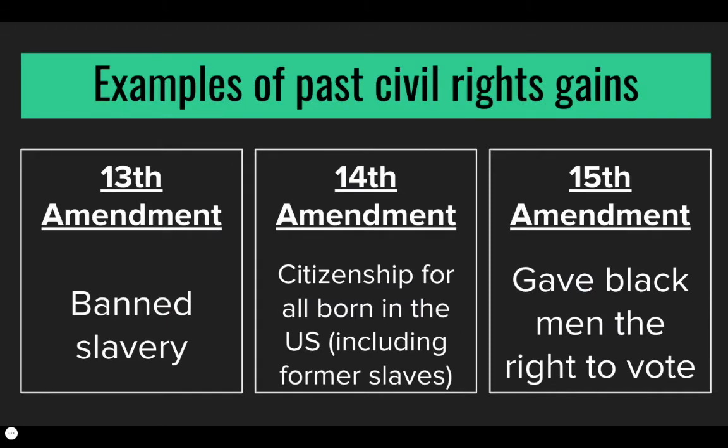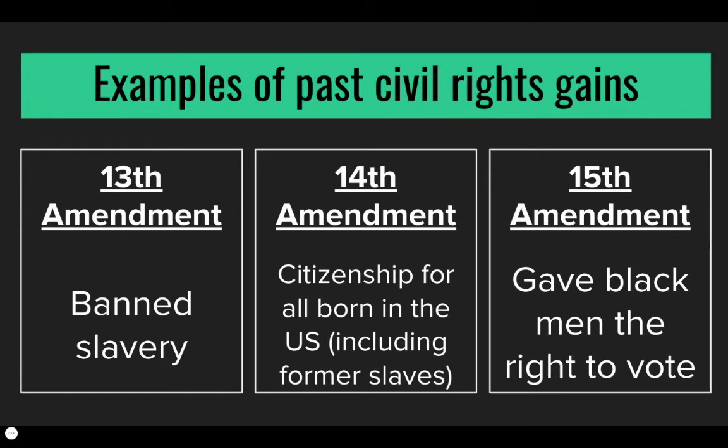So let's take a look at some examples of past civil rights gains or improvements. We're going to focus on 3 amendments, and all 3 of these amendments can be grouped together because they have to do with giving rights to formerly enslaved people. So the 13th Amendment is the amendment that bans the institution of slavery in the United States. The 14th Amendment then goes a bit further and gives citizenship to everyone who was born here. And this is important because that includes all those formerly enslaved people.